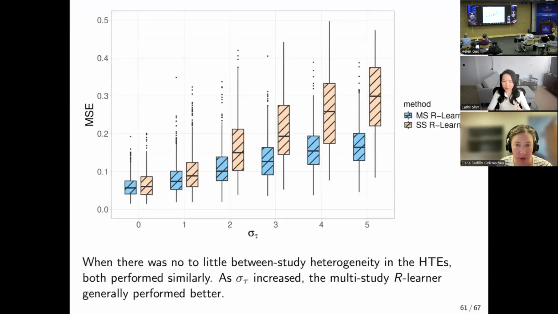So here are the results. When there was little to no between study heterogeneity in the heterogeneous treatment effects, we see that both methods performed similarly. However, as sigma tau increased, the multi-study R-learner generally performed better than the study-specific version.